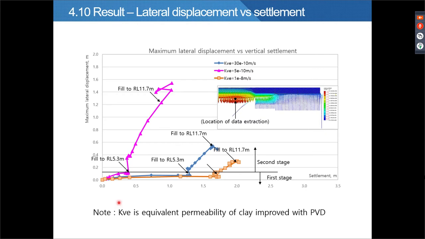Now, this is the plot of the lateral displacement plotted against the settlement below the embankment for various kVe. kVe is the equivalent permeability of the clay improved with PVD. There are two parts of the movement. One is the initial stage, which I call stage number one, where the lateral movement is small. And the second stage, where the increment of the lateral movement is close to the settlement. You can see that the lateral displacement accelerates when the embankment is filled to higher than RL 5.3, and with that I conclude the second example.